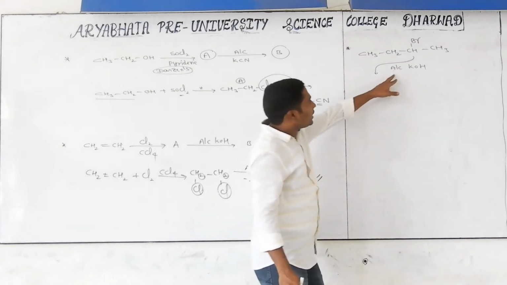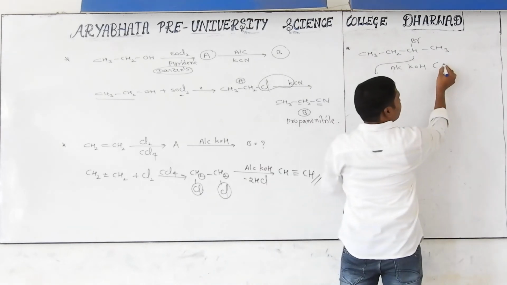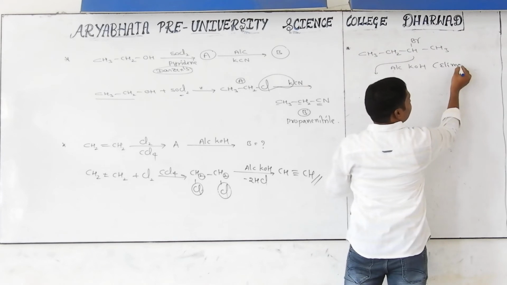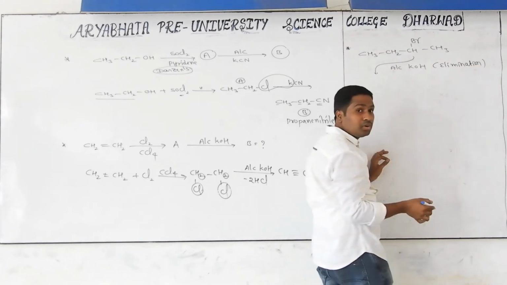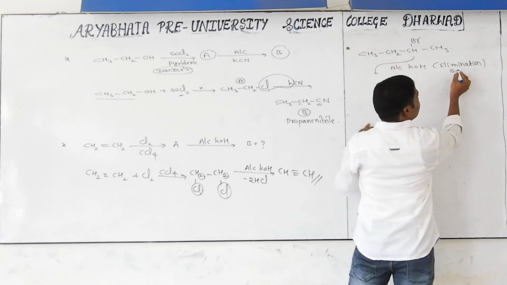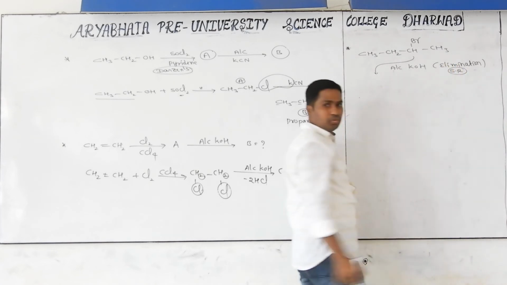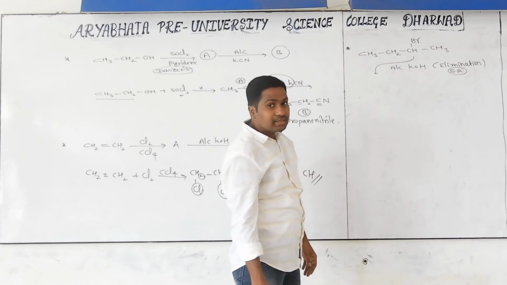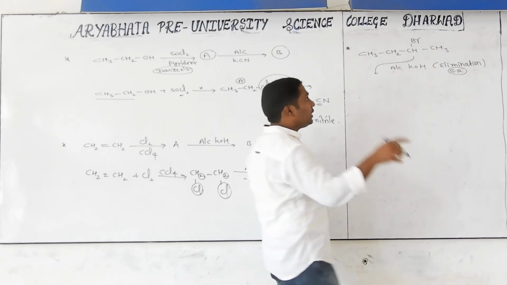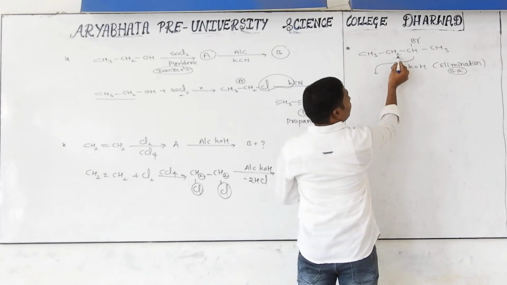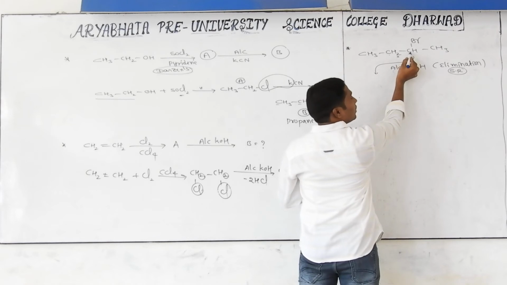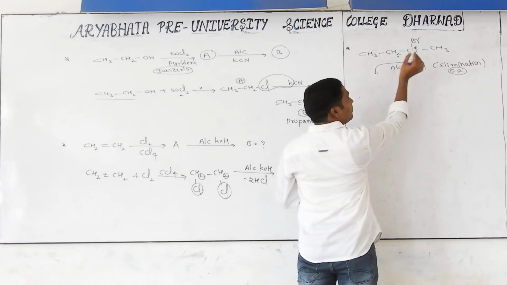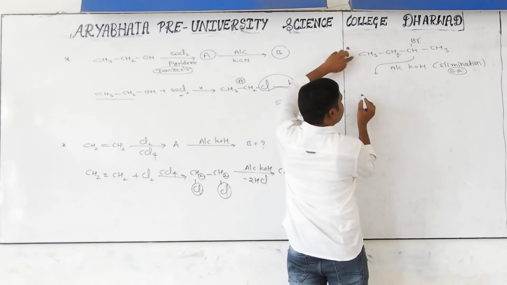Yes, alcoholic KOH means compulsory elimination is happening. Under elimination we have one important rule. What is the rule? Saytzeff rule, also called the Zaitsev rule. Always hydrogen should be eliminated from the carbon atom having the lesser number of hydrogen atoms, which should be adjacent to the halogen-bearing carbon atom. I am writing two products here.